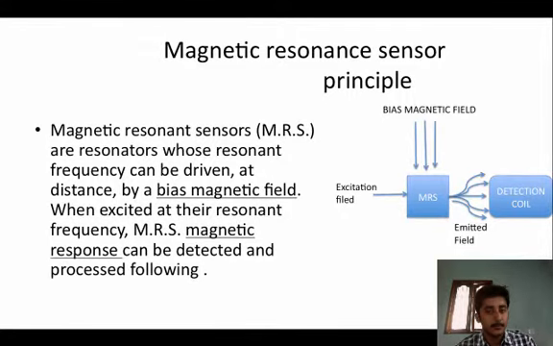So what is the basic physics behind a magnetic resonance sensor? It's very simple. First, we have a magnetic material and we have an excitation field which is imposed on the magnetic material, and then we have a bias magnetic field which is perpendicular to the excitation field. When the bias magnetic field and excitation field are operated at resonant frequency, the magnetic material exhibits a property of emitting a magnetic field. This emitted magnetic field is recorded by a detection coil.